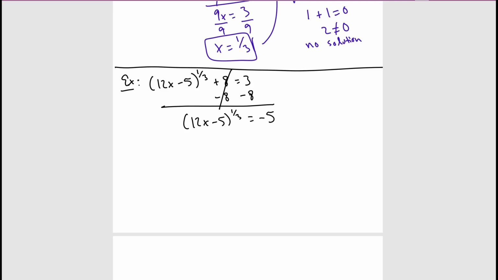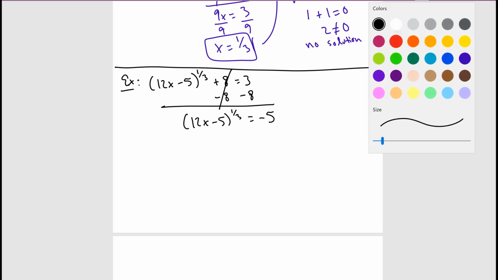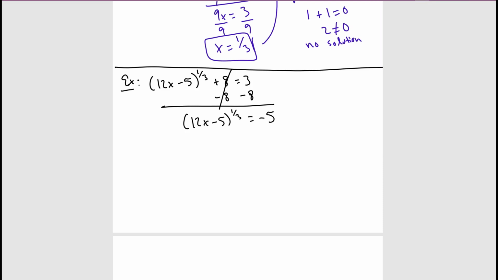Now notice, this 1/3 is actually a cubed root. Can cubed roots have negative values? Yes, they can. So you can actually do these problems really easily. Now how am I going to do this problem? Well, here you have a 1/3 power. What is the opposite of 1/3? It's just multiplying everything by 3 over 1.